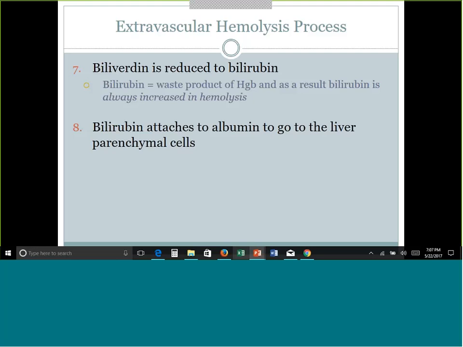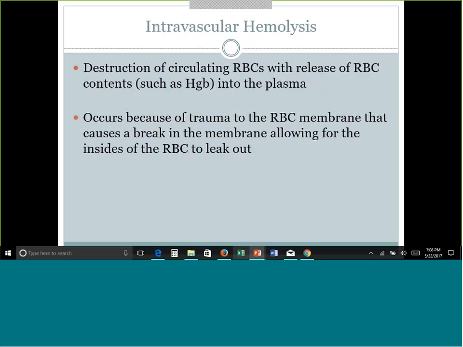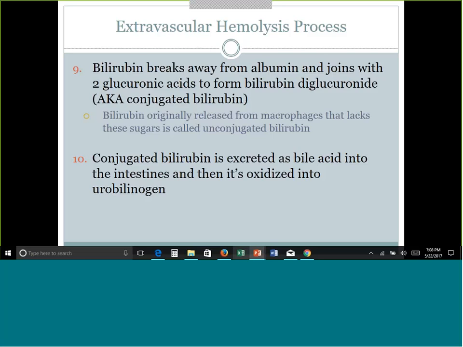So once we get the bilirubin, that's going to join up with albumin and go to the liver cells. In the liver, it's going to join with 2 glucuronic acids to make what we call bilirubin diglucuronide, or in the world of lab, we call it conjugated bilirubin. And that is actually a test that we have in the chemistry world. So that conjugated bilirubin is going to get excreted out of the liver through the bile. The bile goes to the intestines, and then that conjugated bilirubin will turn into urobilinogen. And just like the first part of urobilinogen sounds, uro for urine, we then excrete the urobilinogen into the urine, and there's your process.